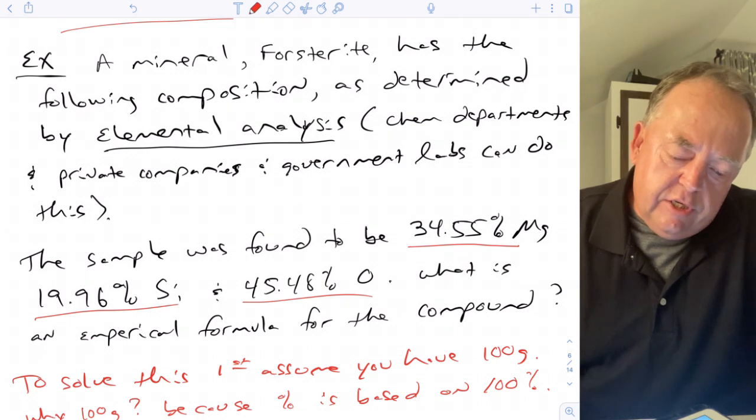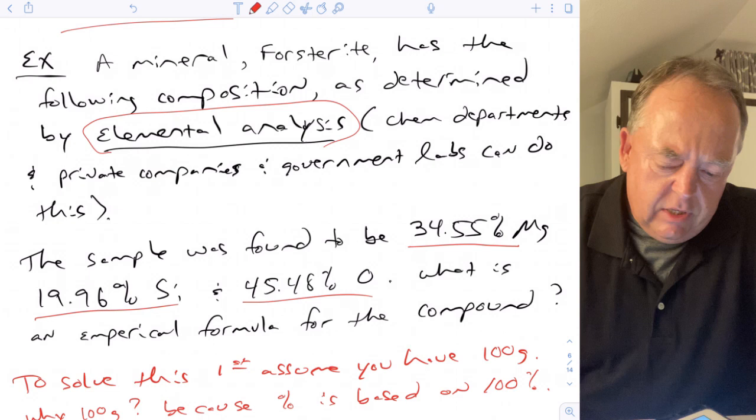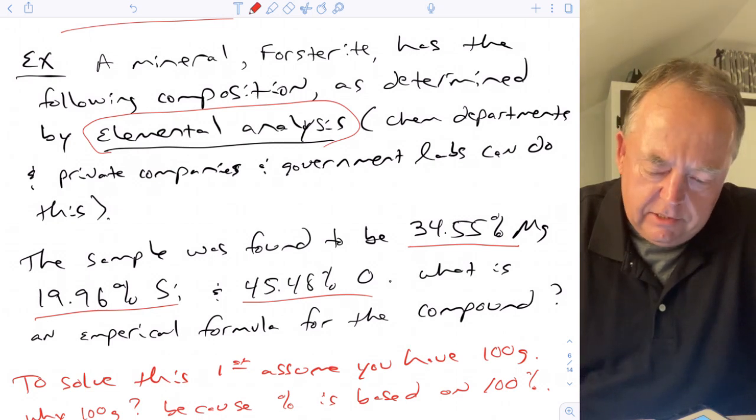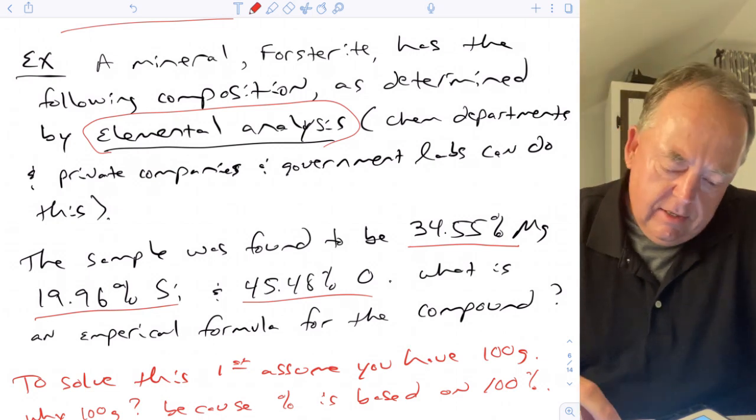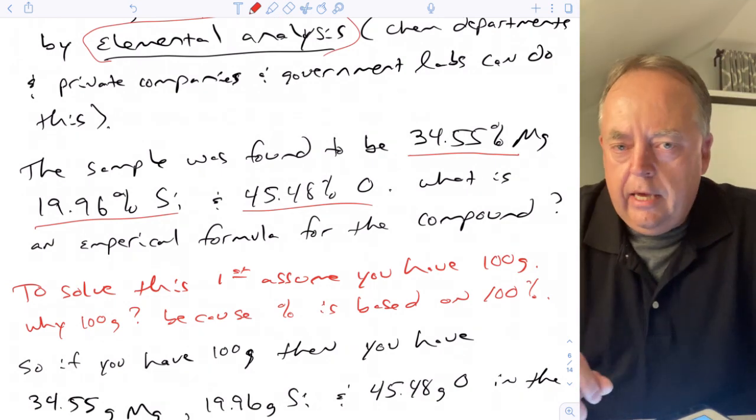These mass percentages come from sending your sample off for what's called an elemental analysis. Chemistry departments can do that, private companies can do that, government labs can do that. They can take a sample, analyze it, and tell you the different mass percentages of all of the elements present.